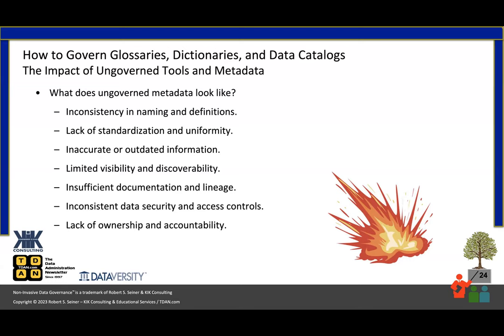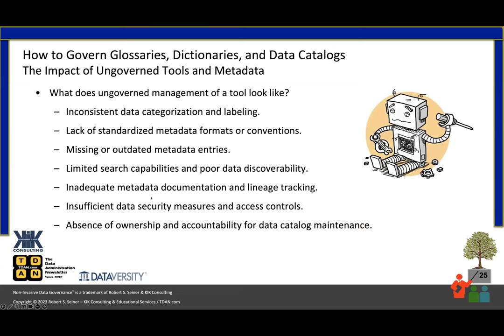So use these quick descriptions of what ungoverned metadata looks like: insufficient documentation and lineage, inconsistent data security and access controls, lack of ownership. It's great to record the ownership, but if people don't know who owns the data or who owns the process, that metadata is not really adding value to a lot of people.